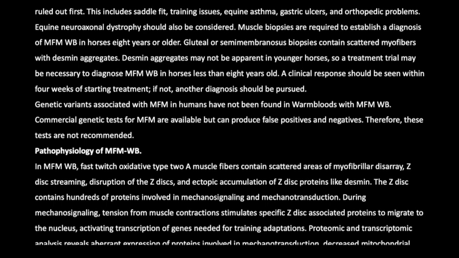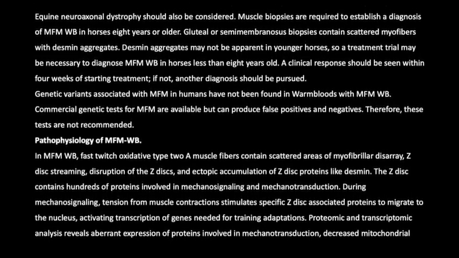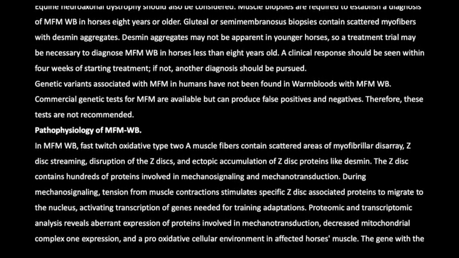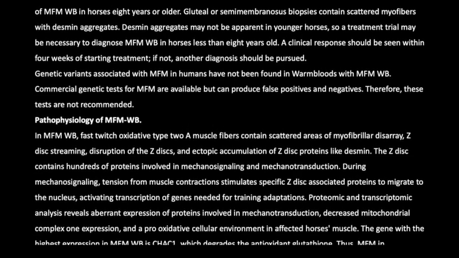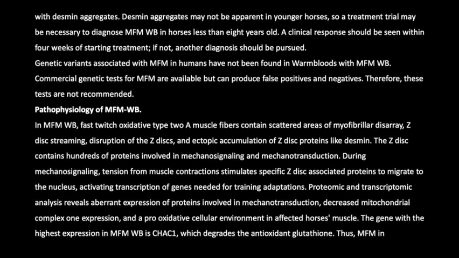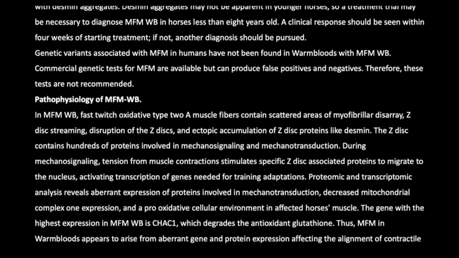Pathophysiology of MFM-WB. In MFM-WB, fast-twitch oxidative type 2A muscle fibers contain scattered areas of myofibrillar disarray, Z-disc streaming, disruption of the Z-discs, and ectopic accumulation of Z-disc proteins like desmin. The Z-disc contains hundreds of proteins involved in mechanosignaling and mechanotransduction.